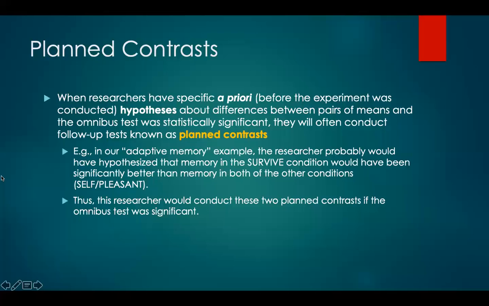So when researchers have a specific a priori hypothesis, meaning before the experiment was conducted, about differences between pairs of means, and the omnibus test was statistically significant, they will often conduct follow-up tests known as planned contrasts. For example, in our adaptive memory example, the researcher probably would have hypothesized that memory in the survive condition would have been significantly better than memory in the two other conditions, the self or pleasant conditions. Thus, this researcher would conduct these two planned contrasts if the omnibus test was significant.